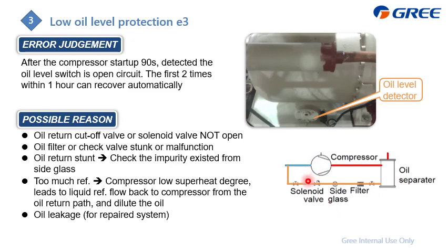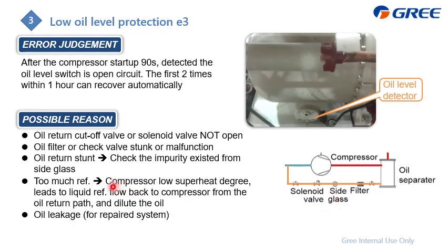So for this error, that means the oil cannot flow back to the compressor. And the reason, of course, first is to check whether the cut-off valve or the solenoid valve is open or not. After that, maybe the oil filter is malfunctioning, which also leads to not fully flowing oil. Next, maybe this oil return path is clogged or blocked by impurities. So you can also check from the sight glass. If you can see the oil flow, that means it is okay.